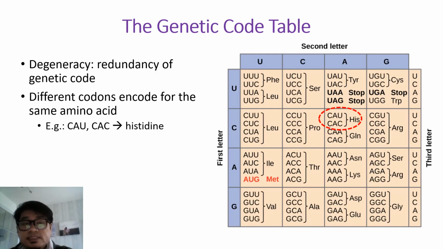Okay, so this is the table of the genetic code. From the four letters that I mentioned before, the TACG, or in this case UCAG, it will become 20 different amino acids. You can see here that some of the codons will translate into the same amino acid.